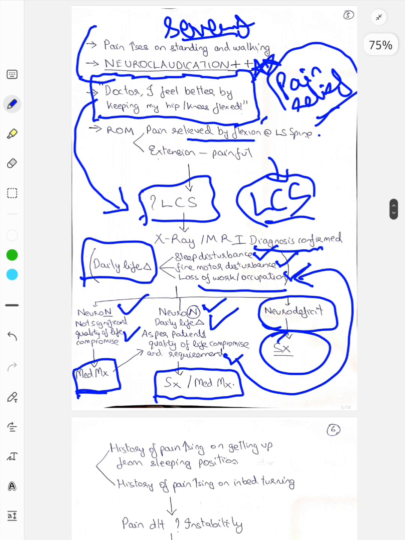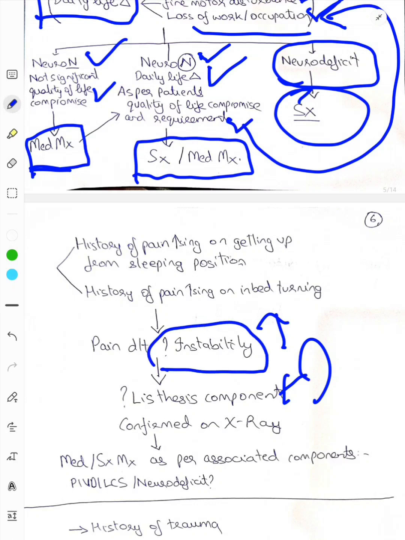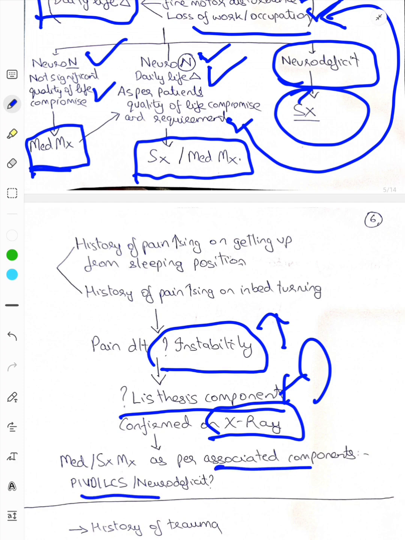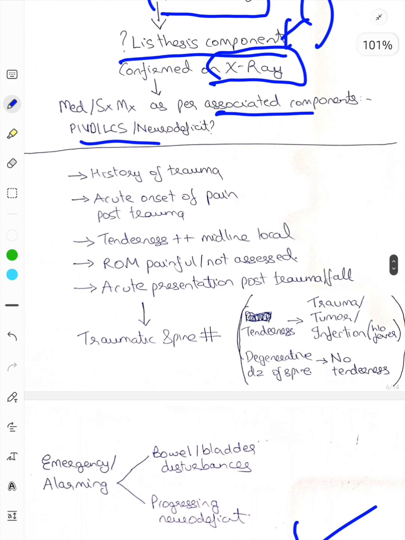Now the next thing, so this was LCS. We discussed LCS, PIVD, osteoporosis, and vitamin D deficiency, right? Now we are going to discuss, when do you suspect a listhesis component? Whenever there is history of pain increasing on getting up from a sleeping position, or pain increasing on turning in bed. The character of this pain is due to some instability around the spine. And when there is a listhesis component, we get it confirmed on X-ray. Now the management depends upon the associated components, whether there is PIVD, LCS, neurodeficit, osteoporosis, what all. But using this history, you might suspect that there is some listhesis component as well, right?